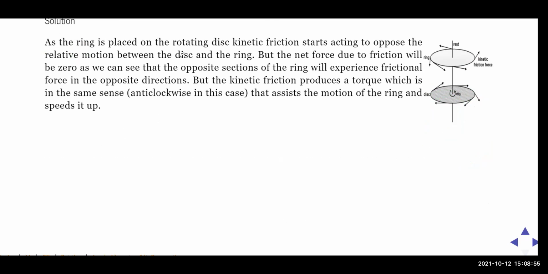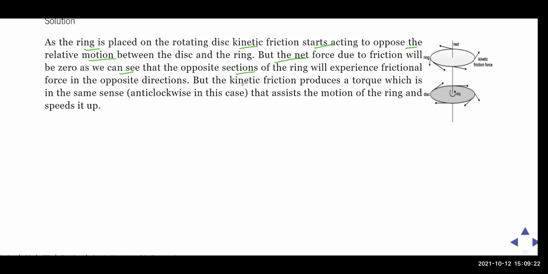Okay, so just go through it. Ring is placed on rotating disc. Kinetic friction क्या होगा? Start oppose करेगा उसको, है कि नहीं? Okay, but net force क्या होगा? 0. Yes or no? Because it is internal force. When I am talking about net force, it is external ना. जो ring पे लगाएगा disc ring पे उल्टा लगाएगा.